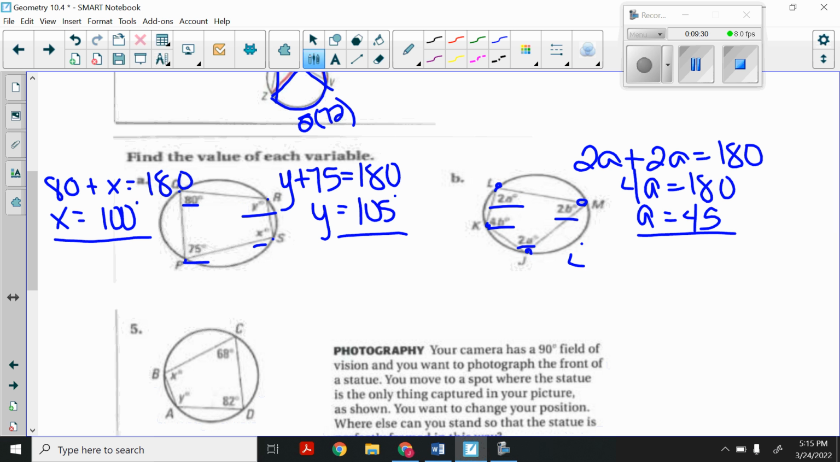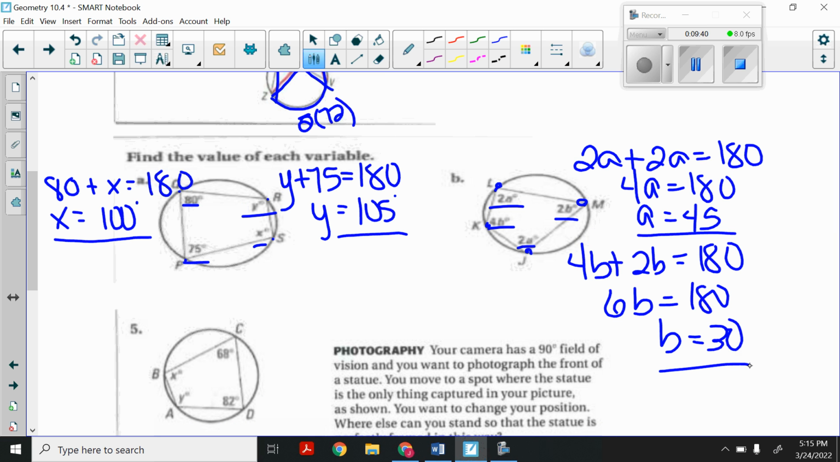4B and 2B are opposite. So 4B plus 2B have to add together to equal 180. So 6B is equal to 180. So B has to equal 30.